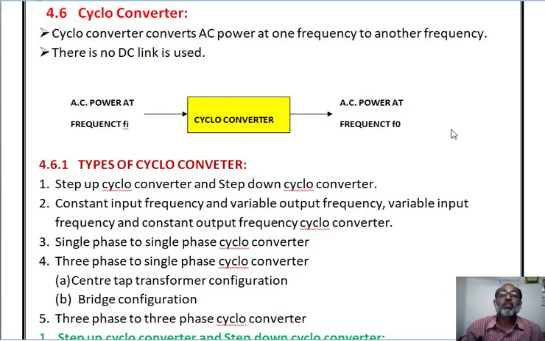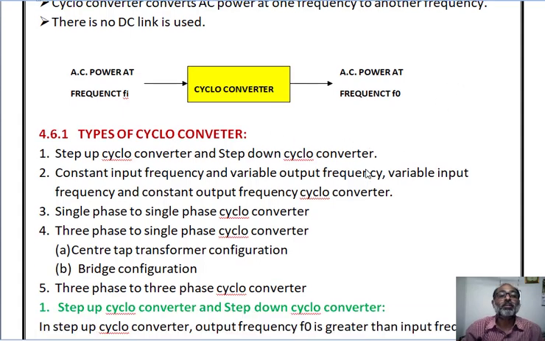Cycloconverter. A cycloconverter is a device which converts AC power at one frequency to another frequency, and no DC link is used between them. Different types of cycloconverter: step up cycloconverter or step down cycloconverter.